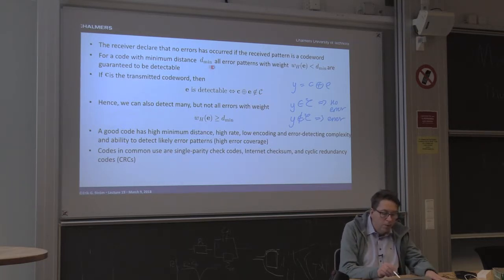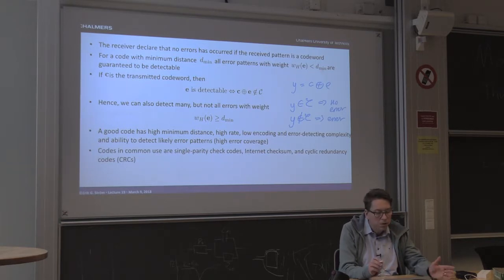Okay, so for a minimum distance d-min, all error patterns with weight less than the minimum distance are detectable. We know that for sure. But we can also detect many, but not all, error patterns which have weight greater than the minimum distance. One can draw up a plot of this to see that this is the case.